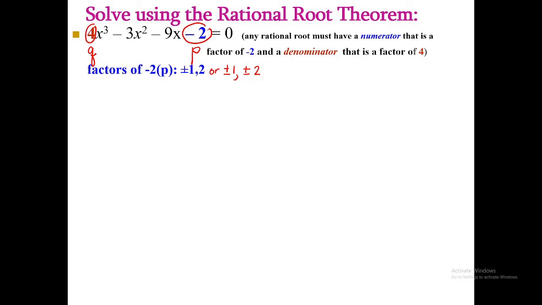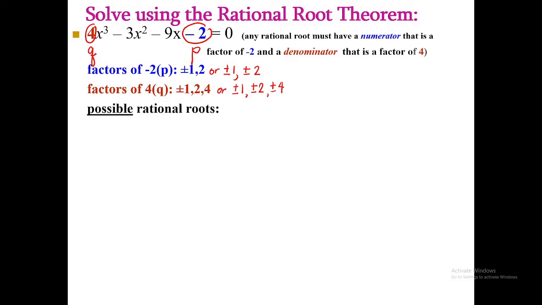The factors are 1, 2, and 4. That's totally right. And then I can write it again as positive negative 1, positive negative 2, positive negative 4. Okay? Let's go to our possible roots now.